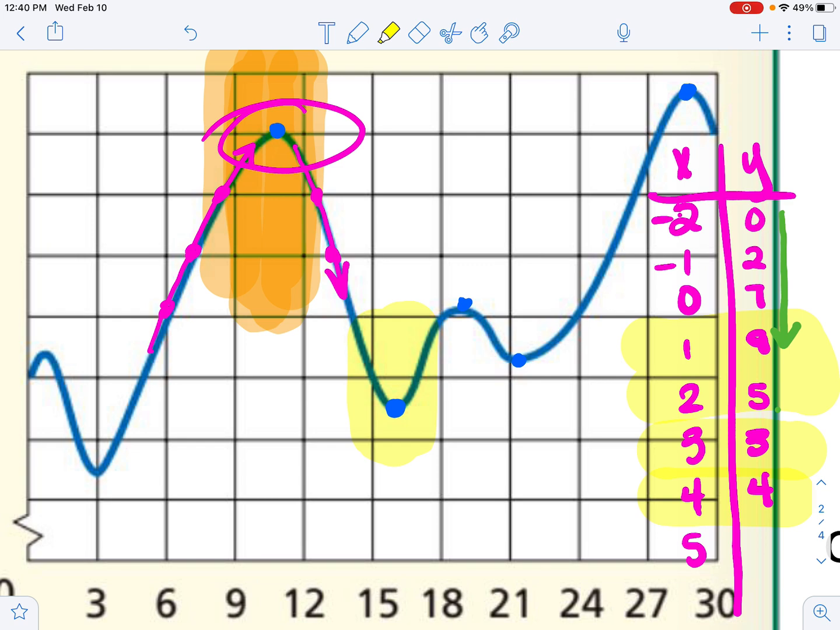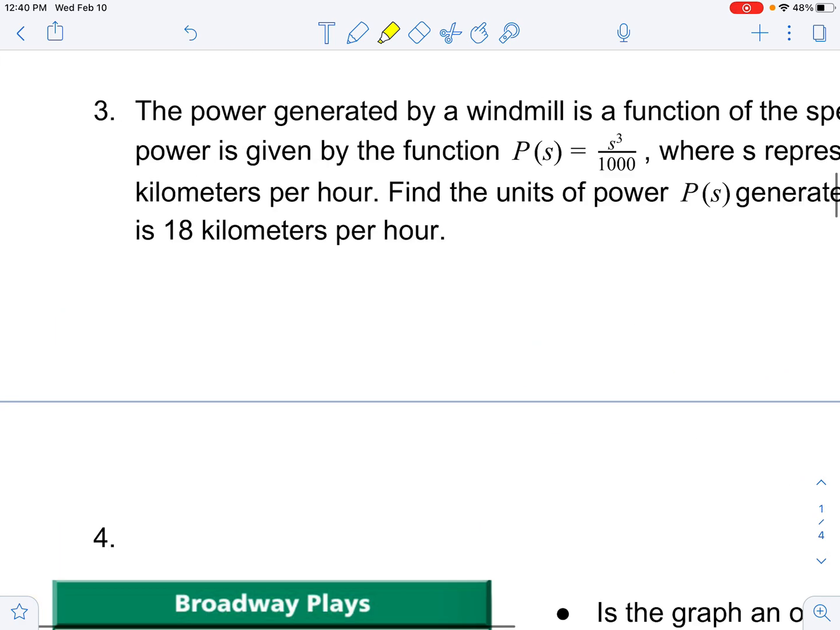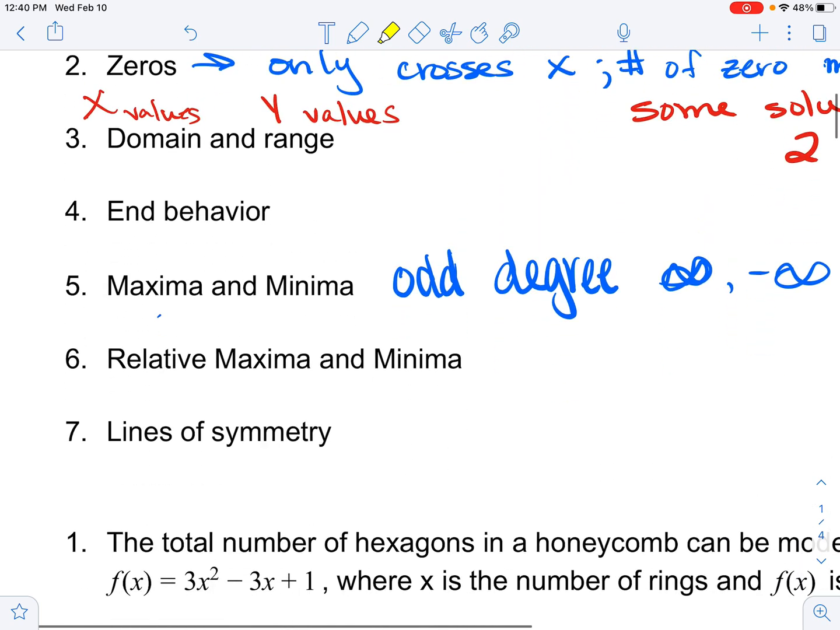Because suddenly they were going down, down, down, and then now, oop, it's going back up again. I hope this is making sense to you. Okay. And a line of symmetry is basically so that you can fold the line in half. This is only going to occur when we are talking about even functions.